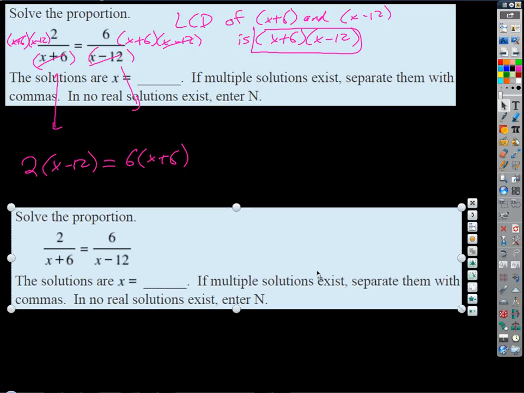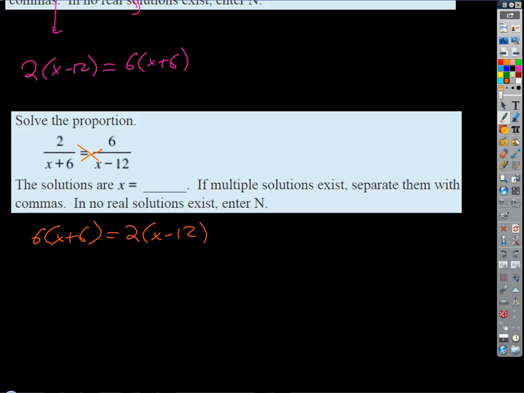So look what happens here if we just cross multiply. What is that? Well, that's going to give us the cross products. I'm going to get x plus 6 times 6. Well, when I multiply x plus 6 times something, it means the quantity, right? It's the whole thing. So I've got 6 times x plus 6 equals this cross product, 2 times x minus 12. Does that look familiar? Same thing we have right there, isn't it? Right? So all I've got to do is solve that.